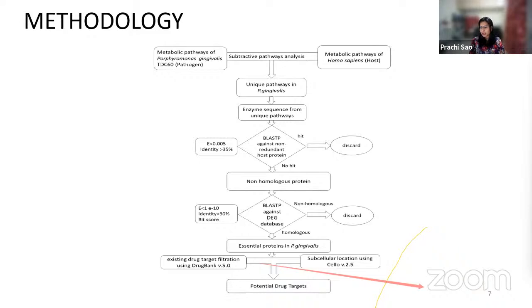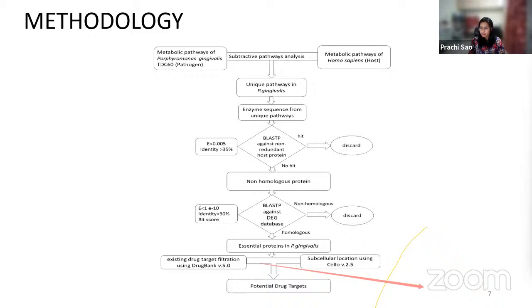We do a BLAST, again against the DEG database. So in this DEG database, now we want sequences which are more similar to the conserved regions. So our E value has to be lower. So we will look for the lower E values, and we will extract all those sequences. Suppose we had 20 non-homologous sequences. If we BLAST against the DEG database, we will get maybe 10 or maybe 15 protein sequences which have good similarity with the conserved regions.